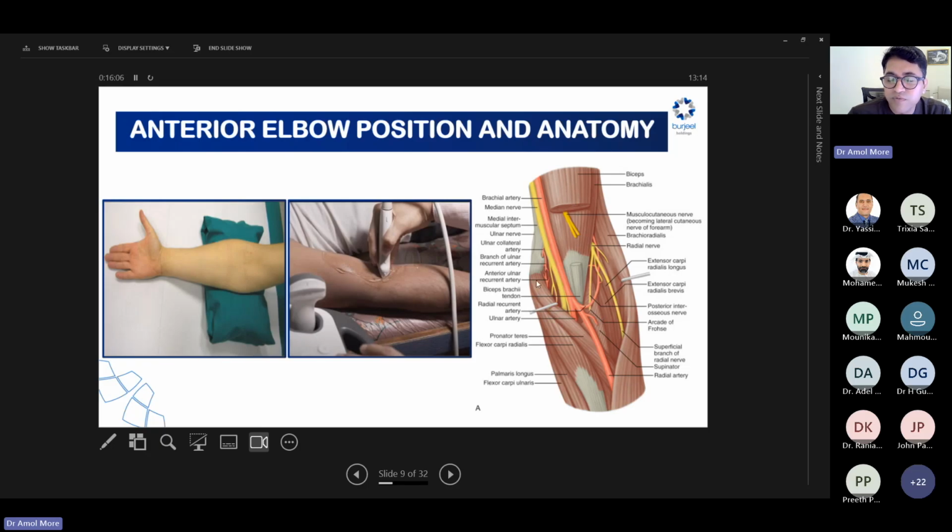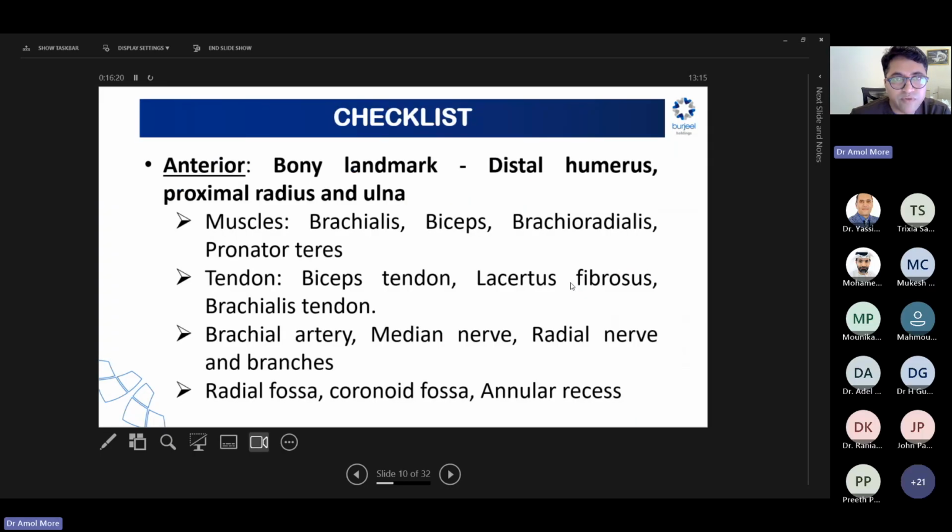On the medial aspect we see the origin of the common flexor tendons. On the lateral aspect we see the origin of the common extensor tendons. On the anterior aspect, we'll be seeing the ultrasonographic pictures with these demarcated structures within it.